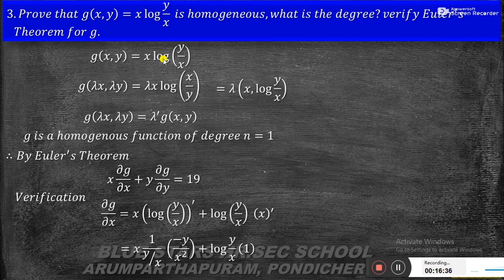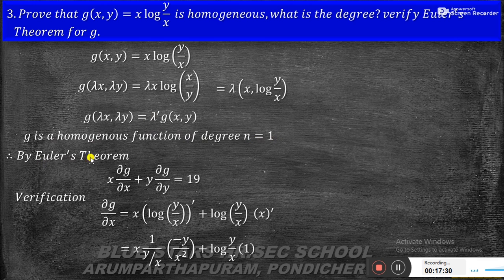g(x, y) = x log(y/x). Next, g(λx, λy): I substitute x equal to λx and y equal to λy, so λx log(λy/λx). Now λ cancels in the log, so we get λ x log(y/x), which is λ¹ times the given function. Therefore g(λx, λy) = λ¹ g(x, y), so g is a homogeneous function. Its degree is n = 1.